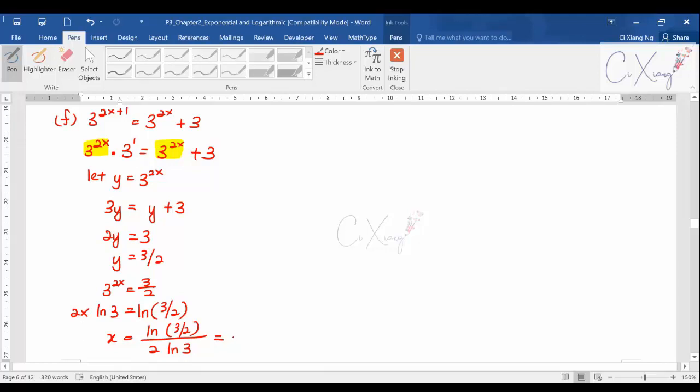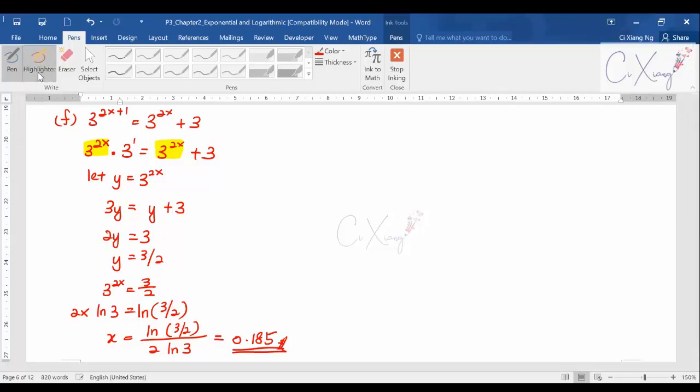This is part F, right? Okay, so you should get 0.185. Okay, so this is how you solve it.